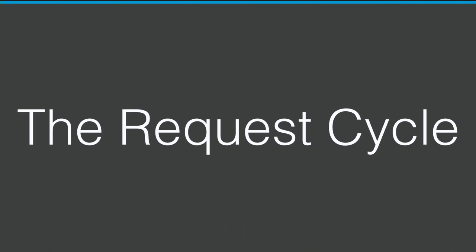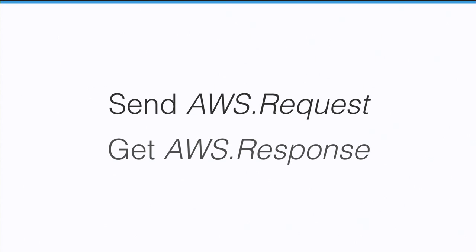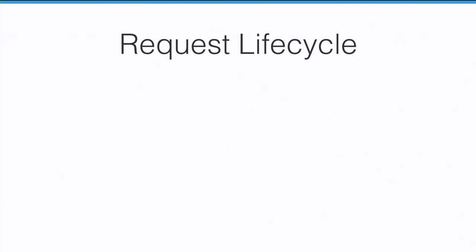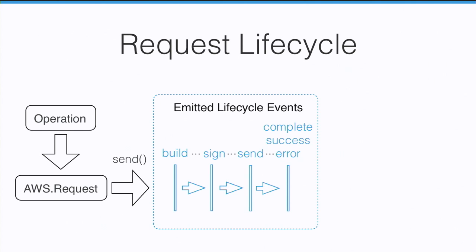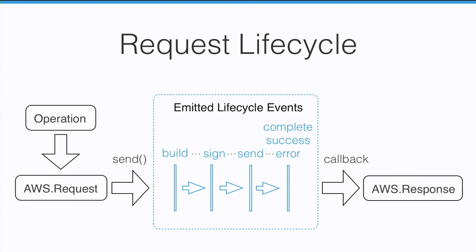So the SDK is made up of requests and responses, and this is a fundamental architecture in the SDK, and I'll talk a little bit about how that works. Basically, you send an AWS request, you get an AWS response. To go a little more deeply into how it works, we have a request lifecycle. Basically what happens is you call an operation, and it returns to you an AWS.Request object. You can send the request object off to the server. This effectively starts our event lifecycle, when we start emitting events throughout the process. So we will emit an event when we build the request, when we send it, and when we complete it. If you did pass a callback through, this is at the other end, when the callback will actually get triggered, and that returns an AWS.Response object.